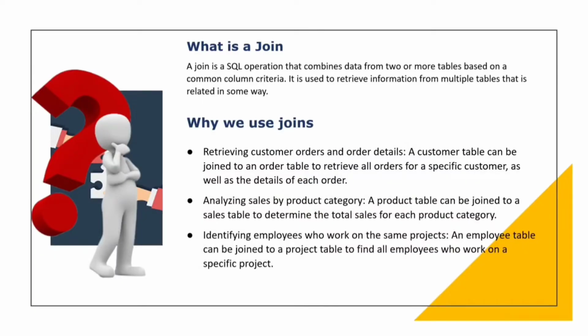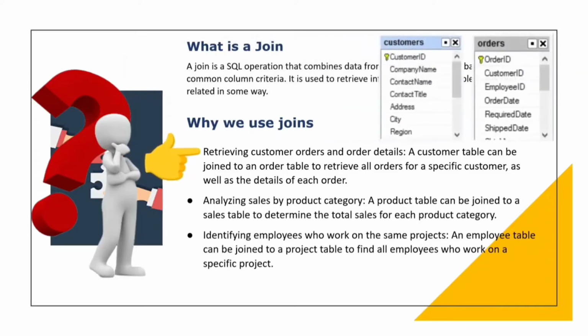Let's discuss this with a few examples. The first one is retrieving customer and order details. Suppose we have the data of customers and orders in two different tables and I want to combine the data between the customer and order. I want to see which customer has which orders. In that case, we'll be joining the customer table with the order table, right?